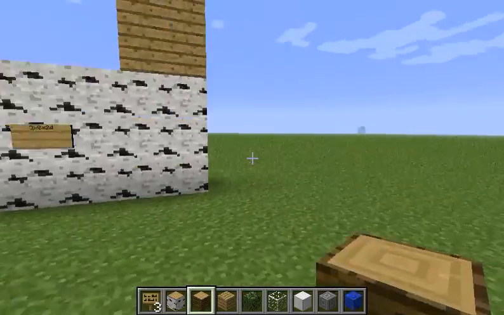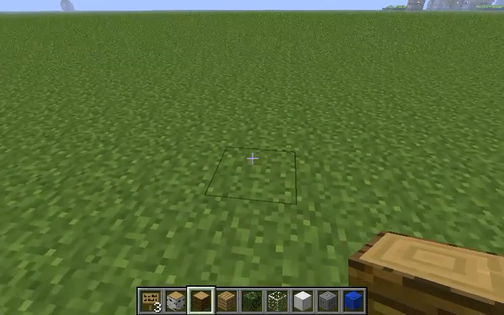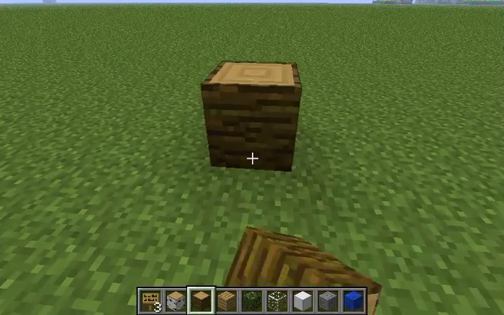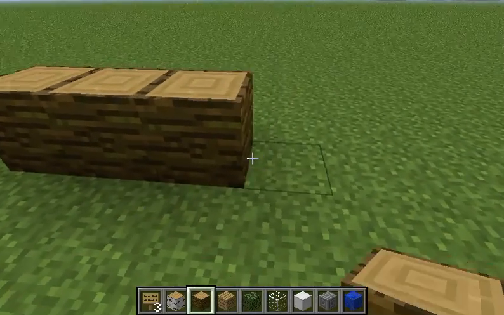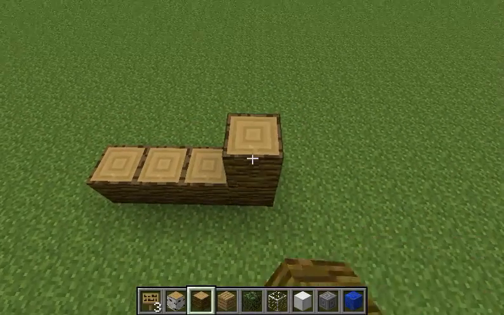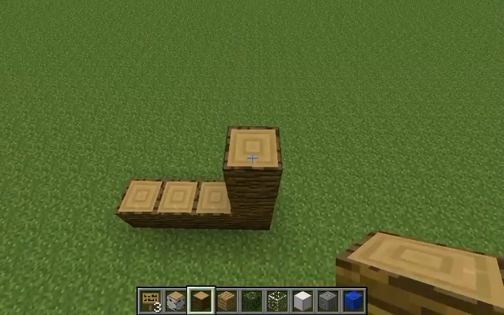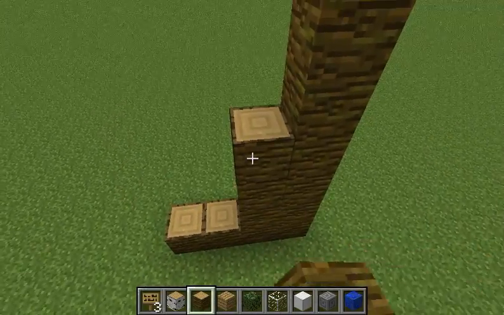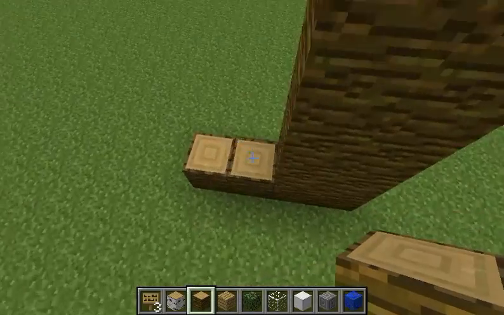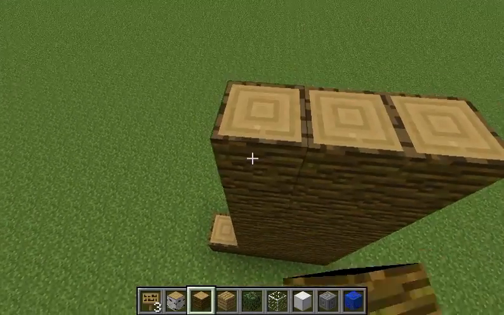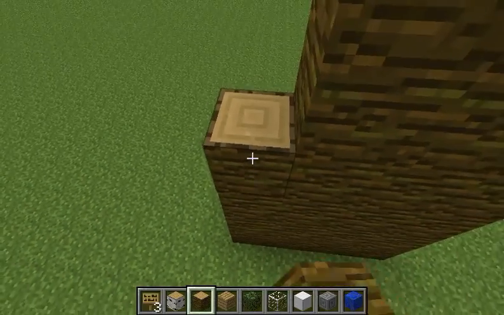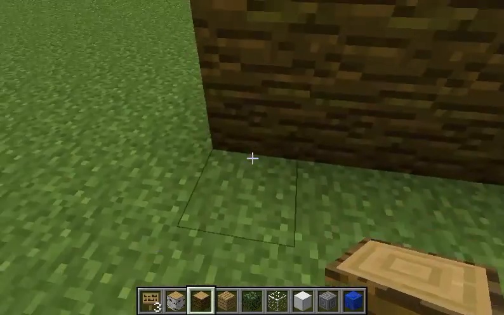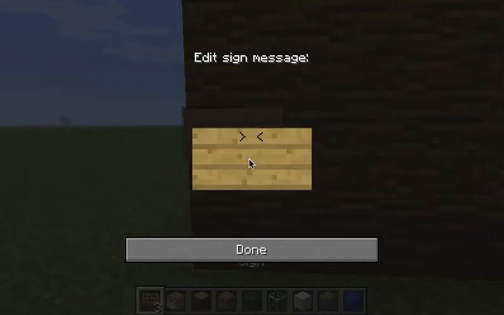I also know that 4 times 6 is 24. So I'm going to make a trunk of 4 times 6. 2, 3, 4. And it's going to be 6 tall. 2, 3, 4, 5, 6. So put a sign on it. This is a rectangle that is 4 by 6 and contains 24 blocks.